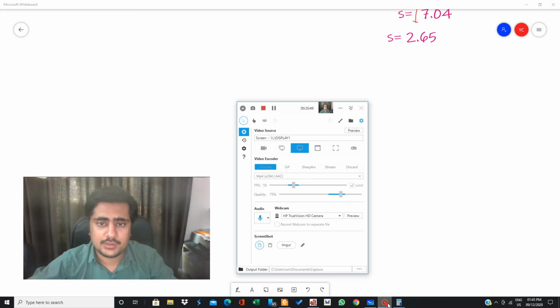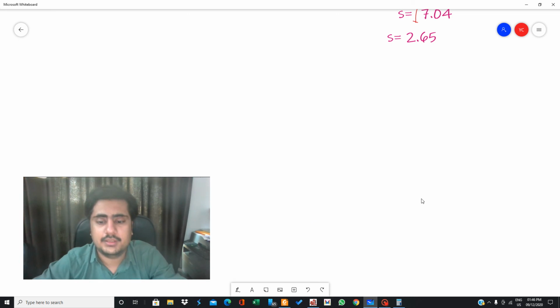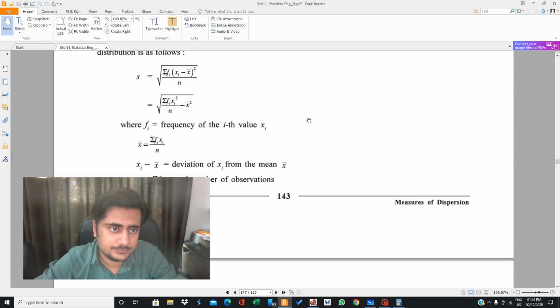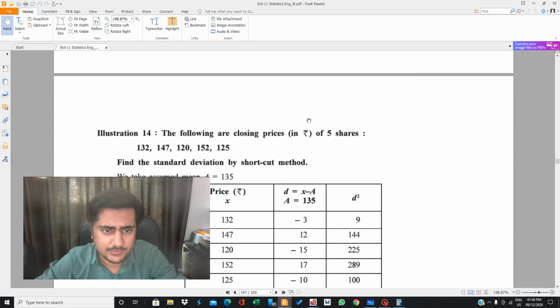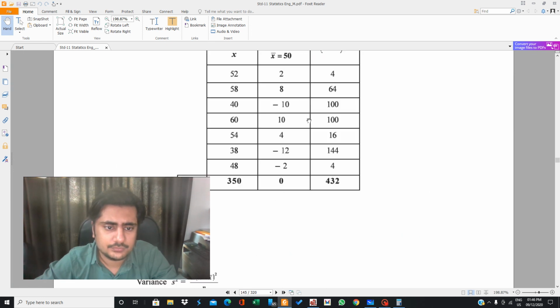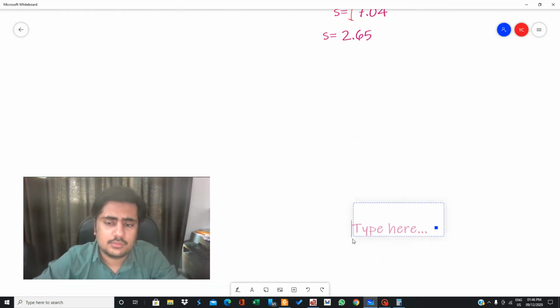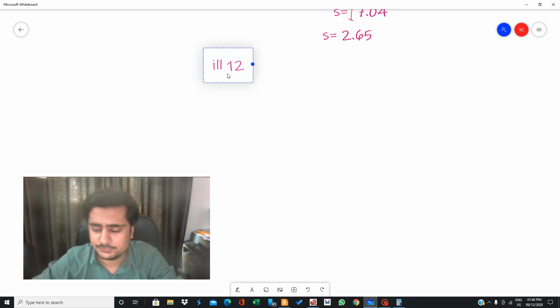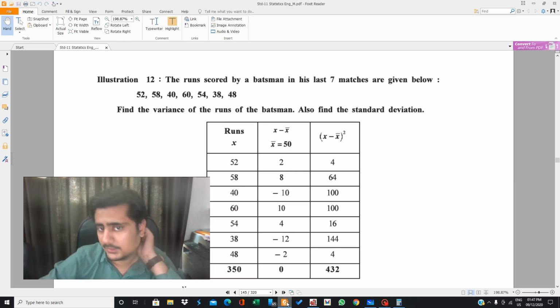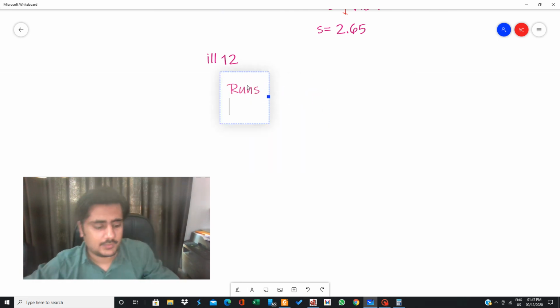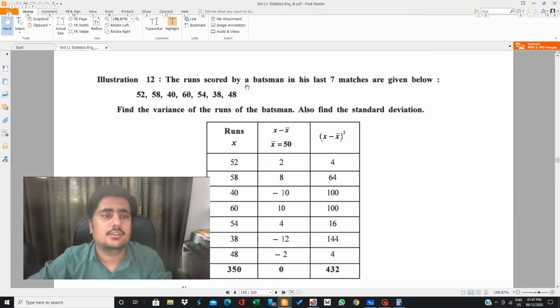So let us do another sum. Let us start the next sum. Now we'll be doing 4.4 first, or let us take a sum from illustration. Now we can solve with one formula. It's not necessary to take both formulas. Let us find illustration number 12. The runs scored by a batsman in the last 7 matches are given below. So runs, that is X: 52, 58, 52, 58, 50, 60, 54, 38.